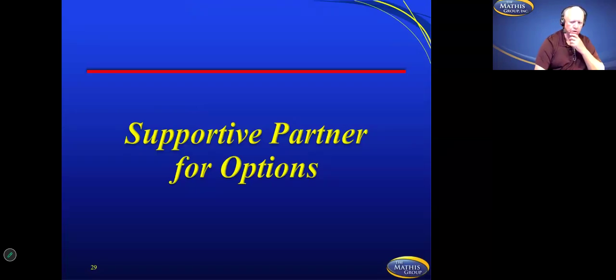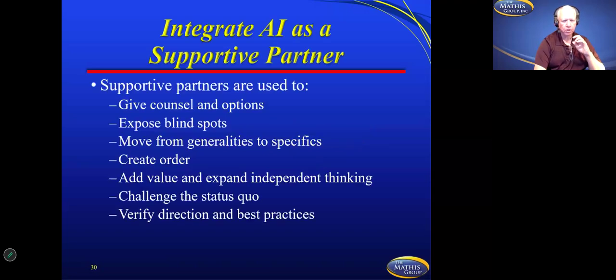Okay, so supportive partner for options. So integrating AI is that partner. So in other words, it's not just left up to the project manager or even the team. This can be for checks and balances of what we're using. So supportive partners are used to give counsel, options, expose blind spots, move from generalities to real specifics, create order, add value, expand independent thinking, challenge the status quo, verify direction and best practices. That's where this tool is going to shine for you, because it's allowing you the opportunity to double check what you're doing before you do it, because it's predicting that far out.